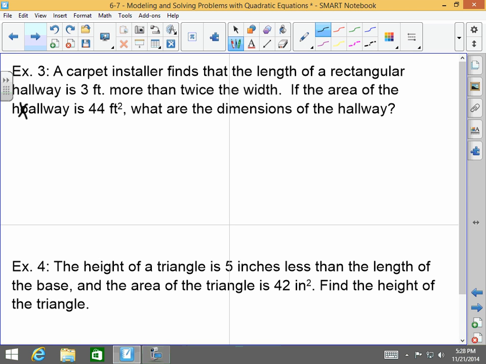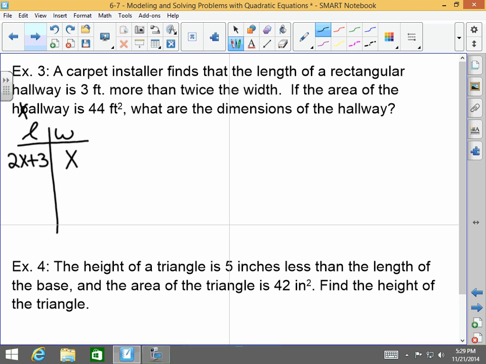Okay, well, let's talk about the length and the width. Set up a little table. What do we know nothing about? It says that a carpet installer finds that the length of the rectangular hallway is 3 feet more than twice the width. So we know nothing about the width, and the length is 3 feet more than twice the width, so 2x plus 3. The area is 44 square feet.